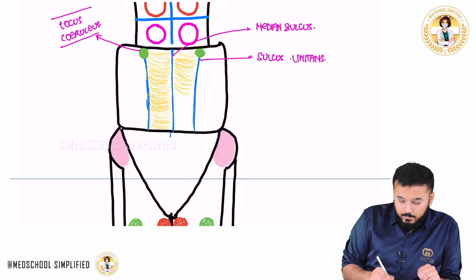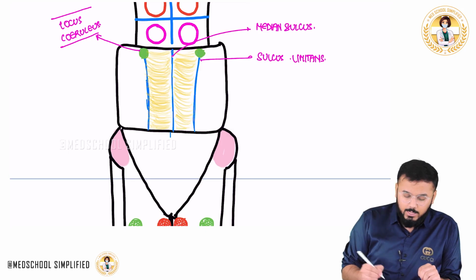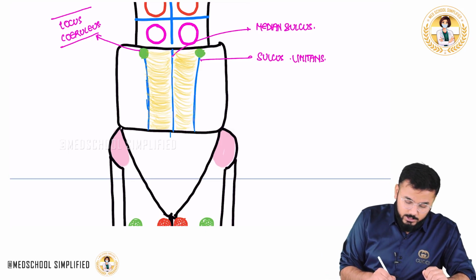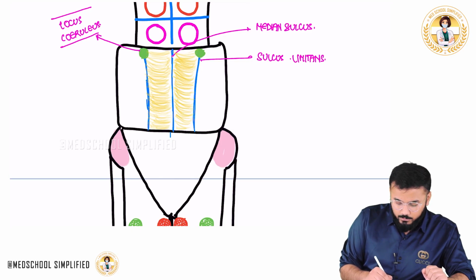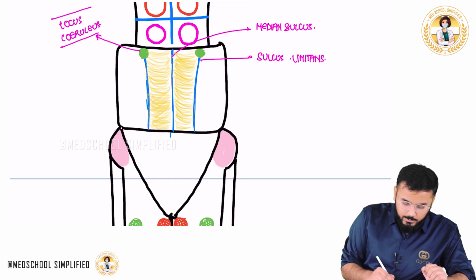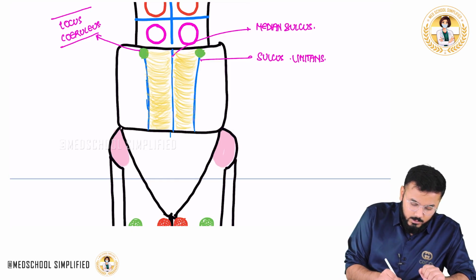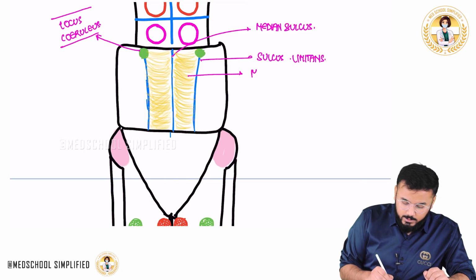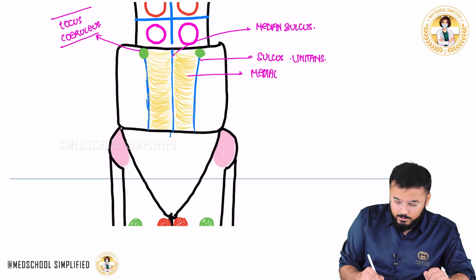On each side of the median sulcus, you have got what? You have got the medial eminence. So there are two important structures. One you call the median sulcus and the other you call the medial eminence. You see this? This part over here is called your medial eminence.